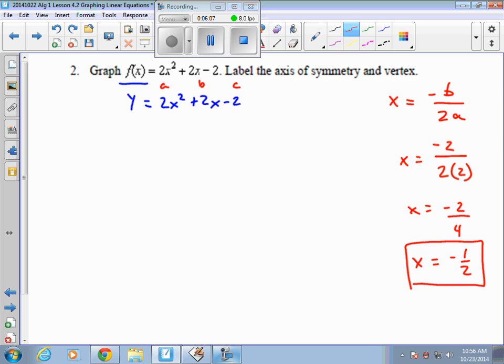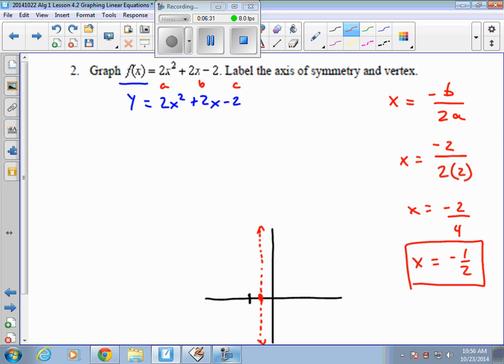So when we graph this, if we start graphing it, our x value is going to be at negative 1/2. So halfway between 0 and negative 1. So that creates, remember this from, again, a couple weeks ago, our axis of symmetry at negative 1/2. Now let's find the rest of it.